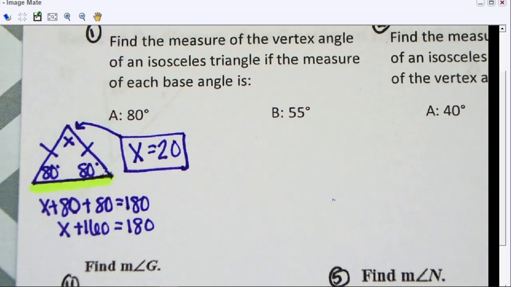How does number 2 work? We'll have to draw a picture in just a second.